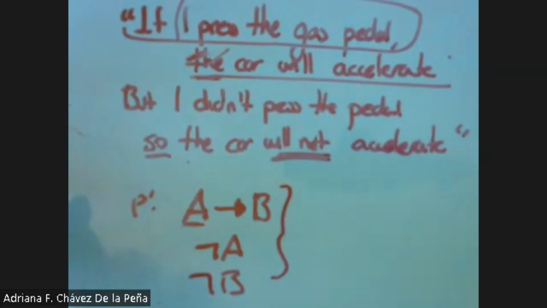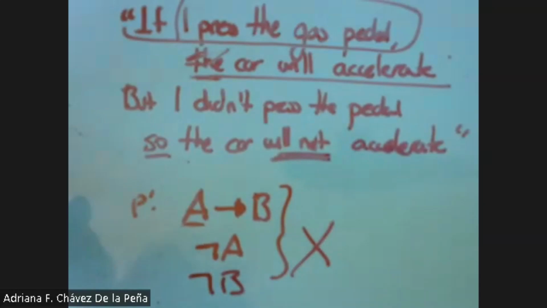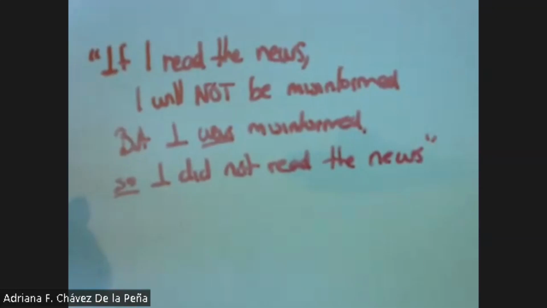And we can see here from abstracting the logical structure of this argument that this is a fallacy. This is what we refer to as denying the antecedent. So this is not a valid argument. It's not necessarily true.